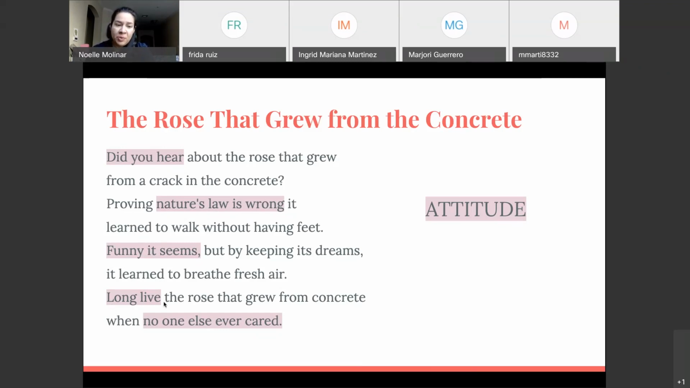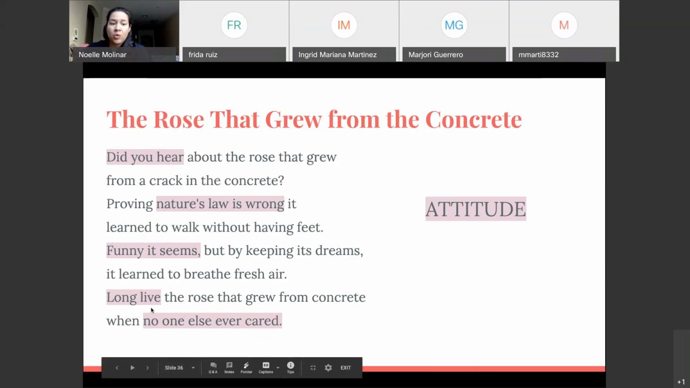Long live. So when we have that idea, you usually have that with things like royalty or the monarchs. You say, like, long live the queen, long live the king, which is a positive attitude. You say, no, keep going. I want more life for this person, or in this case, this thing.